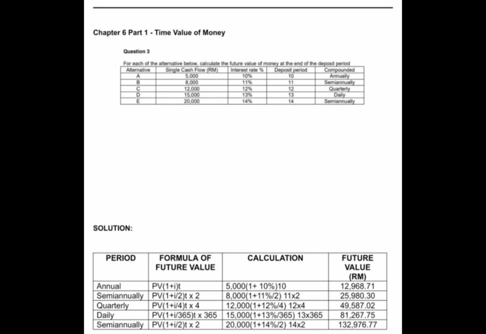And the last for semi-annual period, the calculation will be calculated by using the formula present value times 1 plus interest divided by 2 and power of T times M. Thus, the calculation will be 20,000 times 1 plus 14% divided by 2 and power of 28, and the future value is 132,976 ringgit and 77 cents. This is how we solve question 3 in Chapter 6.